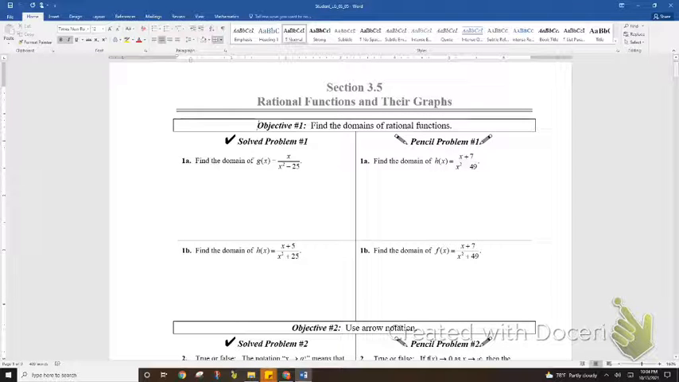Alright, so 3.5 is rational functions and their graphs. And so I'm going to take this video. This is a longer lesson, guys, and I'm sorry, it just is what it is. But I'm going to chunk it into sections, okay?